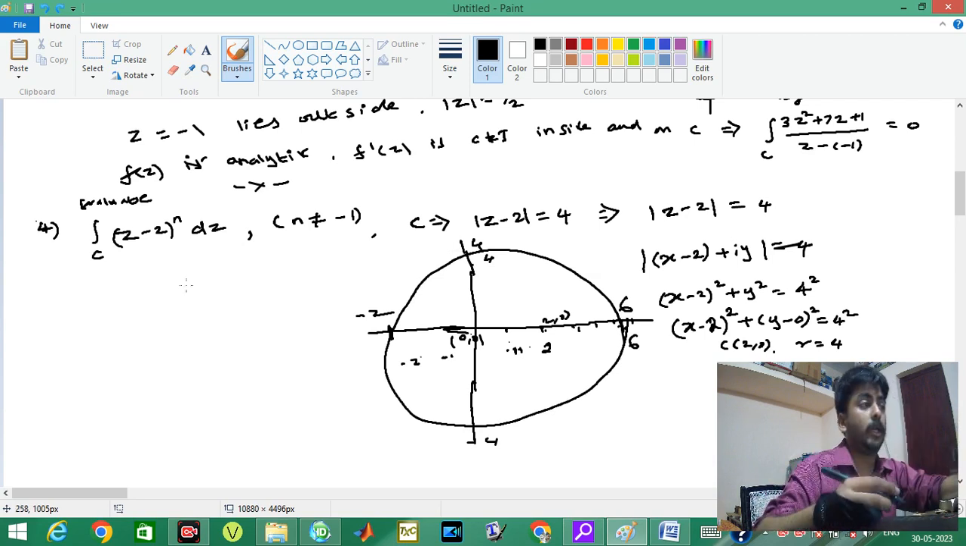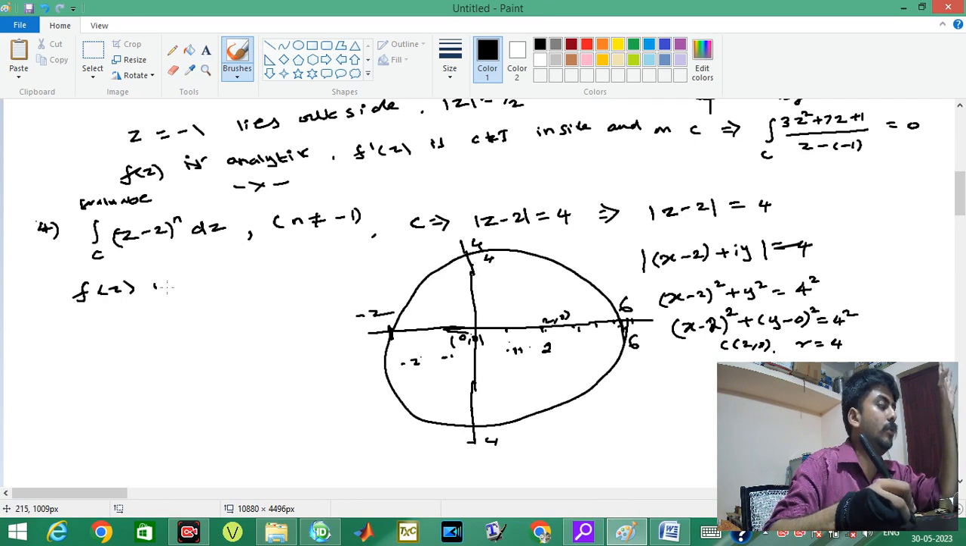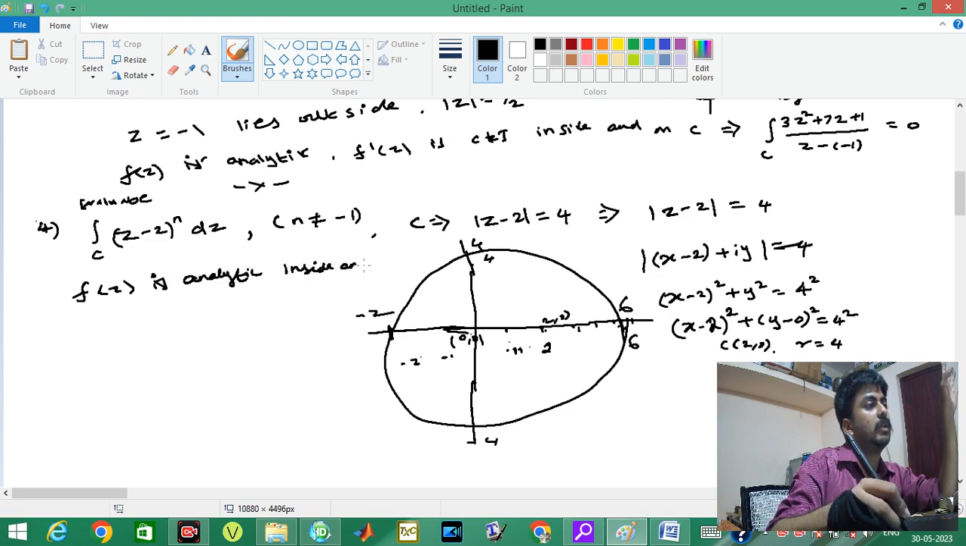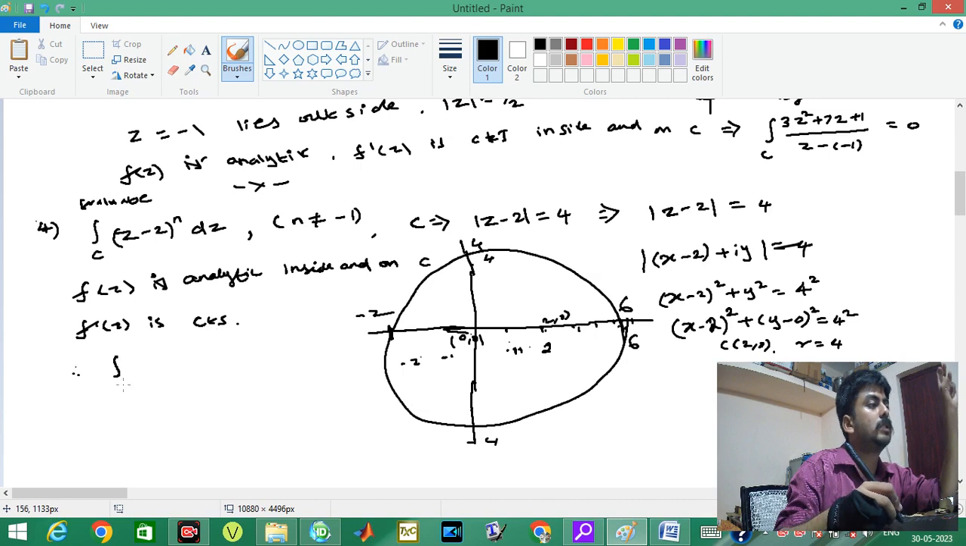Okay, now simply write f of z is analytic inside and on C. F dash of z is continuous. Okay, f dash of z is continuous, therefore integral over C of (z minus 2) whole power n equal to 0. CTS means continuous. Simply write that.